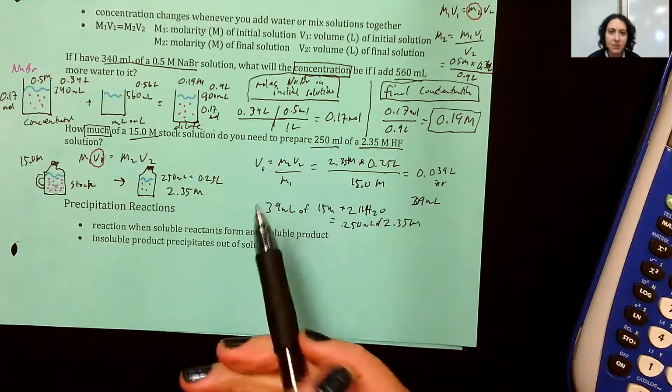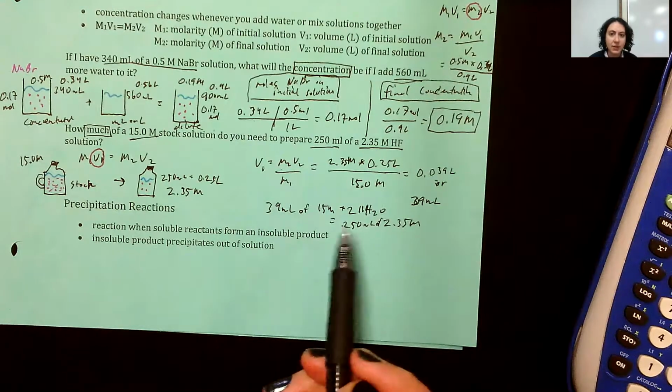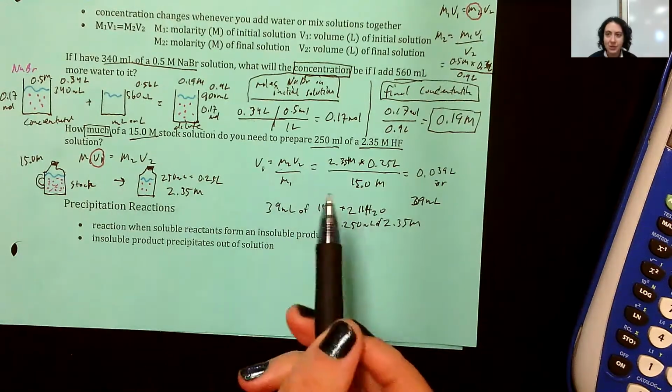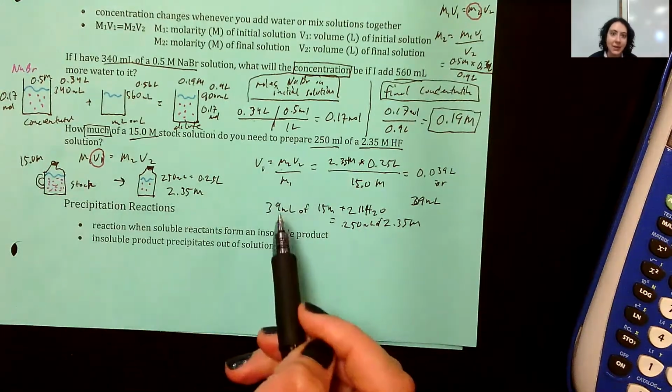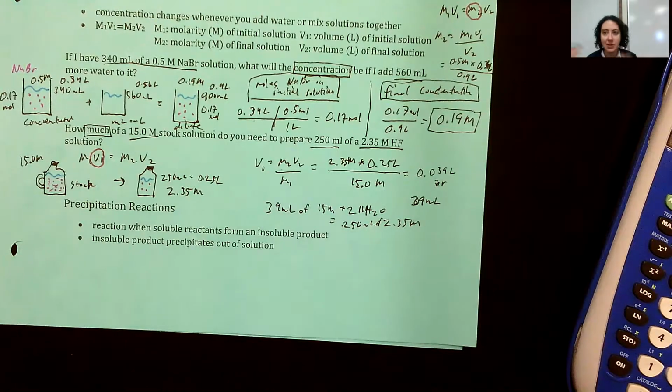We might not go into that too much, but you do want to think about your final volume, which does need to be 250. To actually make this, you can't add 39 milliliters to 250 because then you would end up with 289 milliliters, which would be more dilute. It would be probably like a 2.2 molar solution or something like that. And that would be wrong. So that's the process there.